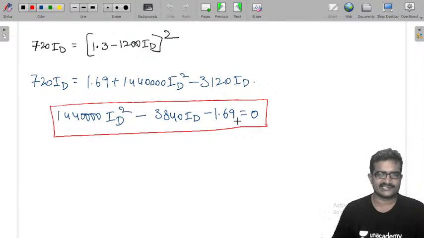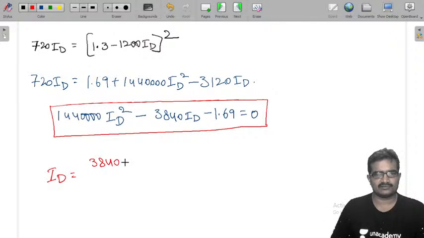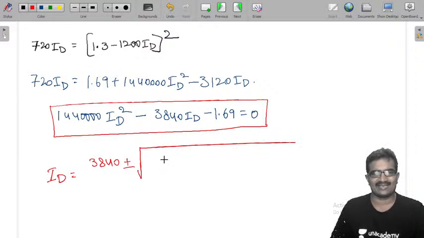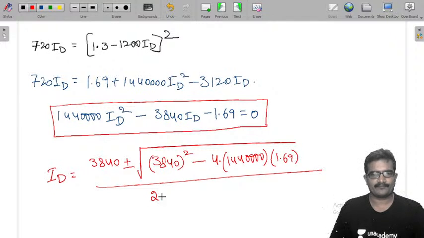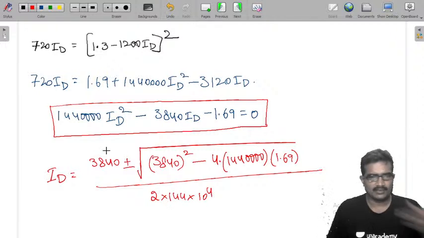Now just to simplify this. Now get the ID value. So ID is minus B, that is 3840, plus or minus the square root of B square, 3840 square, minus 4AC, 4 into A into C, 1.69, divided by 2A, 10 power 4. Just simplify this.